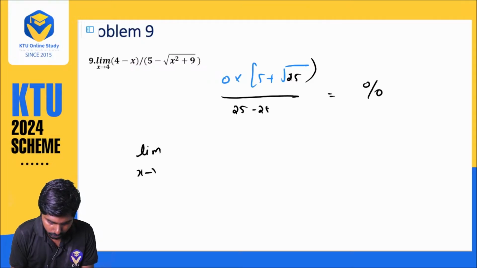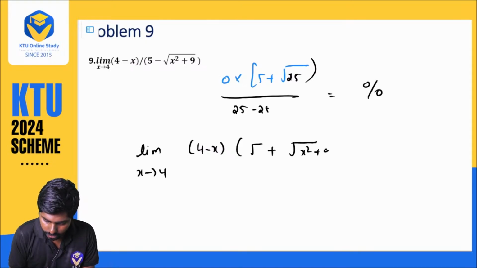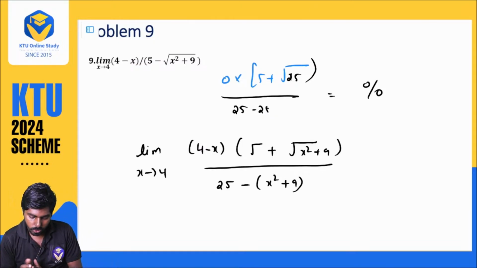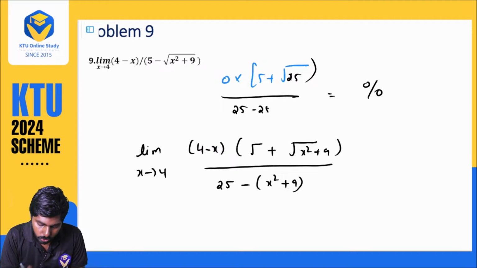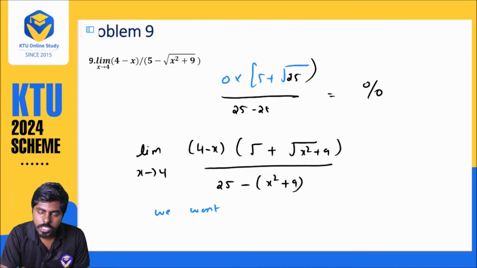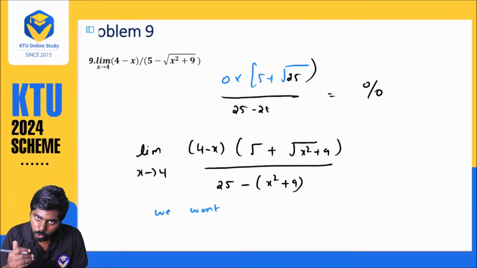Limit x approaches 4, 4 minus x, 5 plus root x square plus 9, divided by 25 minus x square plus 9. So what do I want to do? I want to do simplification. Otherwise, if you are not doing simplification, it will become 0 by 0 form, undefined. We want to prove it defined. For that reason, we want to simplify.